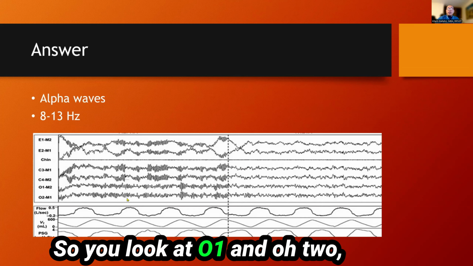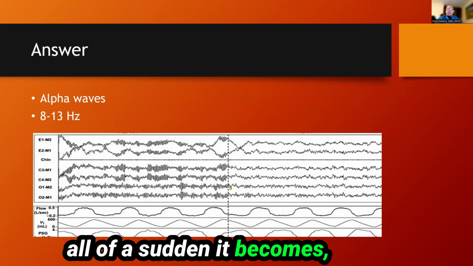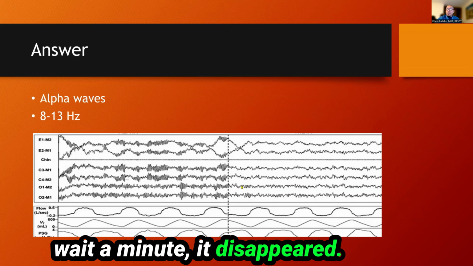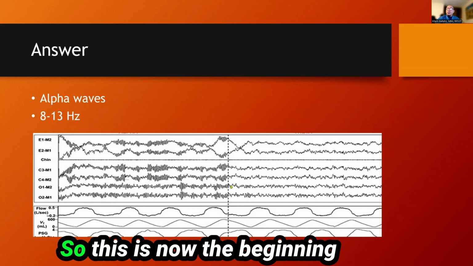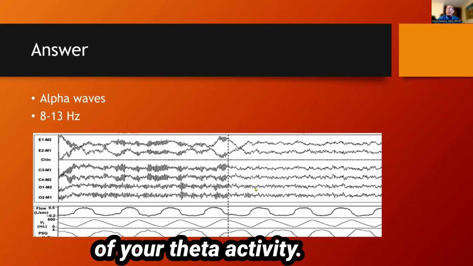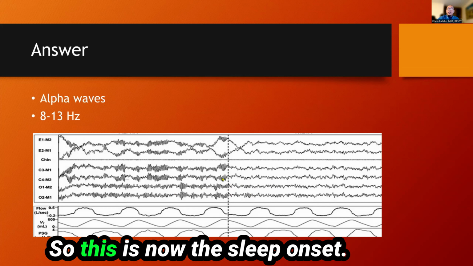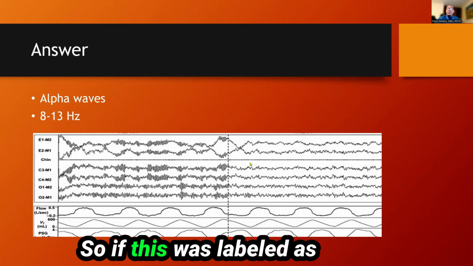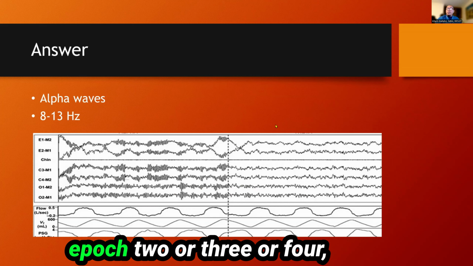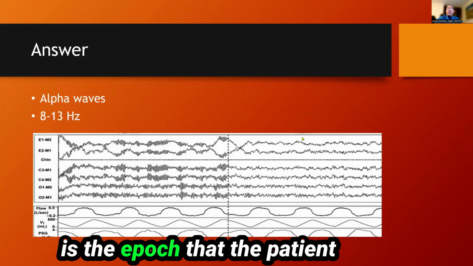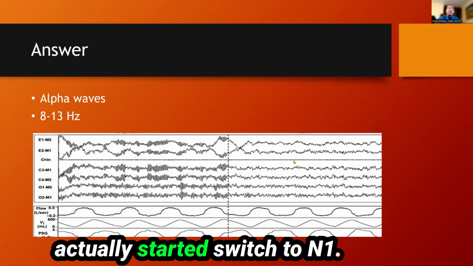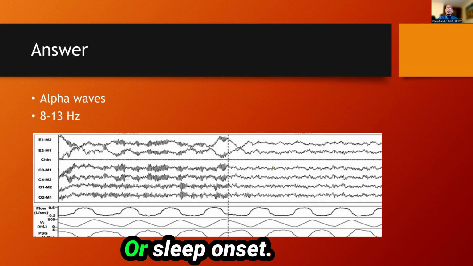So you look at O1 and O2, all of a sudden it becomes, wait a minute, it disappeared. It attenuated. So this is now the beginning of your theta activity. Got it? So this is now the sleep onset. So if this was labeled as epoch 2 or 3 or 4, whatever the epoch is, that is the epoch that the patient actually started switch to N1, okay, or sleep onset.